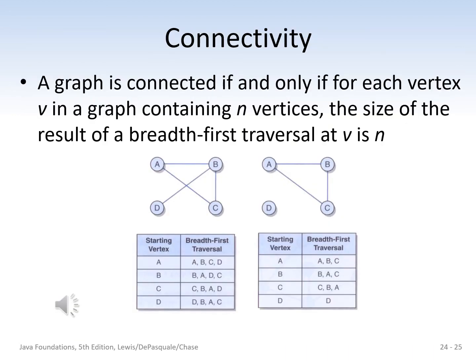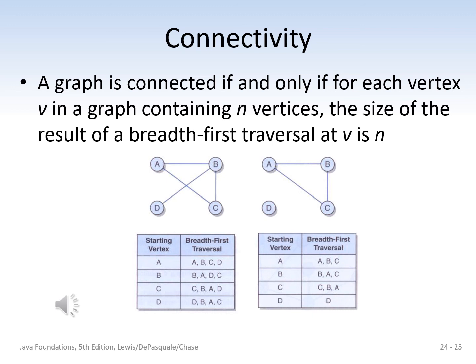Next, we'll talk about the concept of connectivity. A graph is connected, key term, if and only if for each vertex v in a graph containing n vertices, the size of the result of a breadth first traversal at v is n. So for example, starting vertex A with 4 vertices. The breadth first traversal at v, or A, is 4, B is 4, C is 4, D is 4.